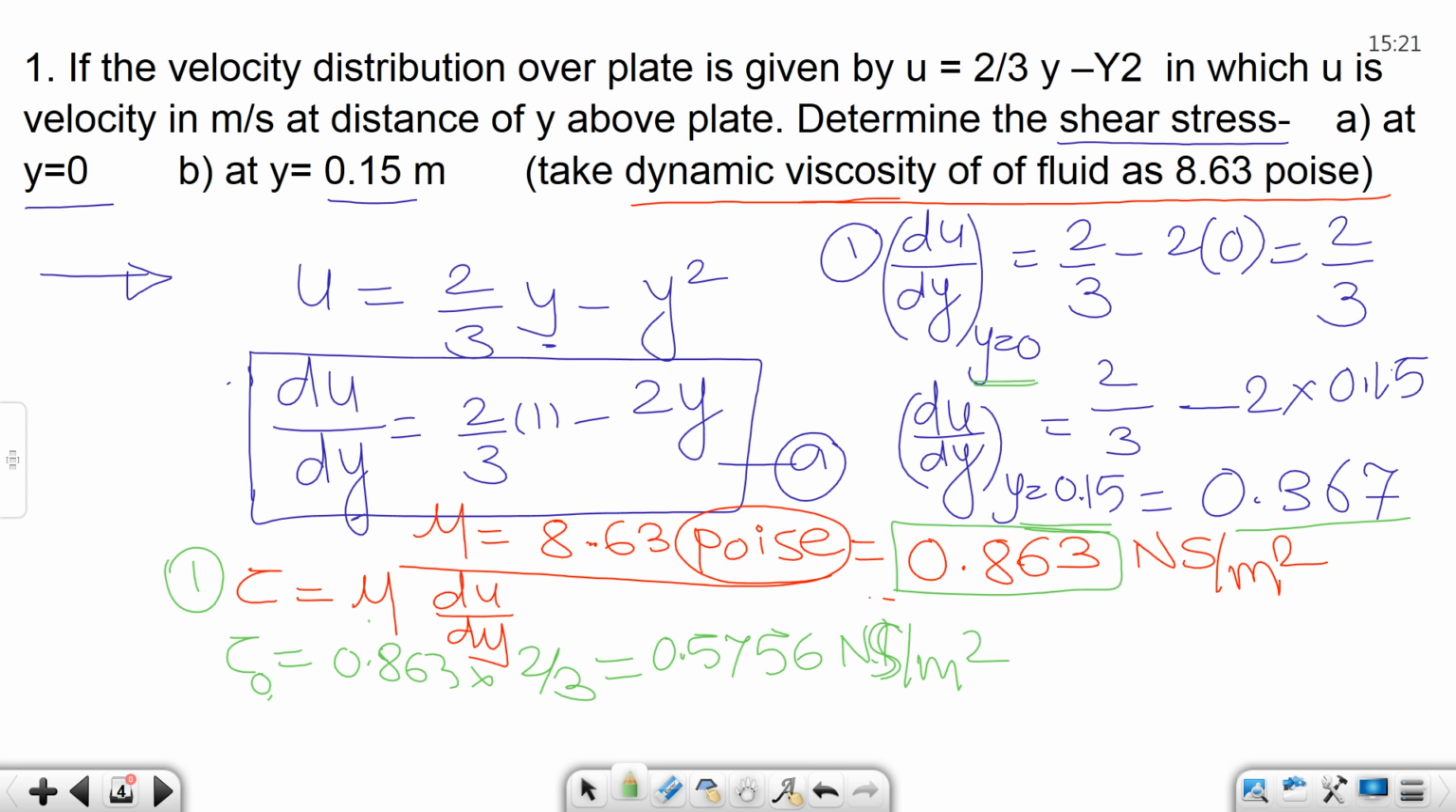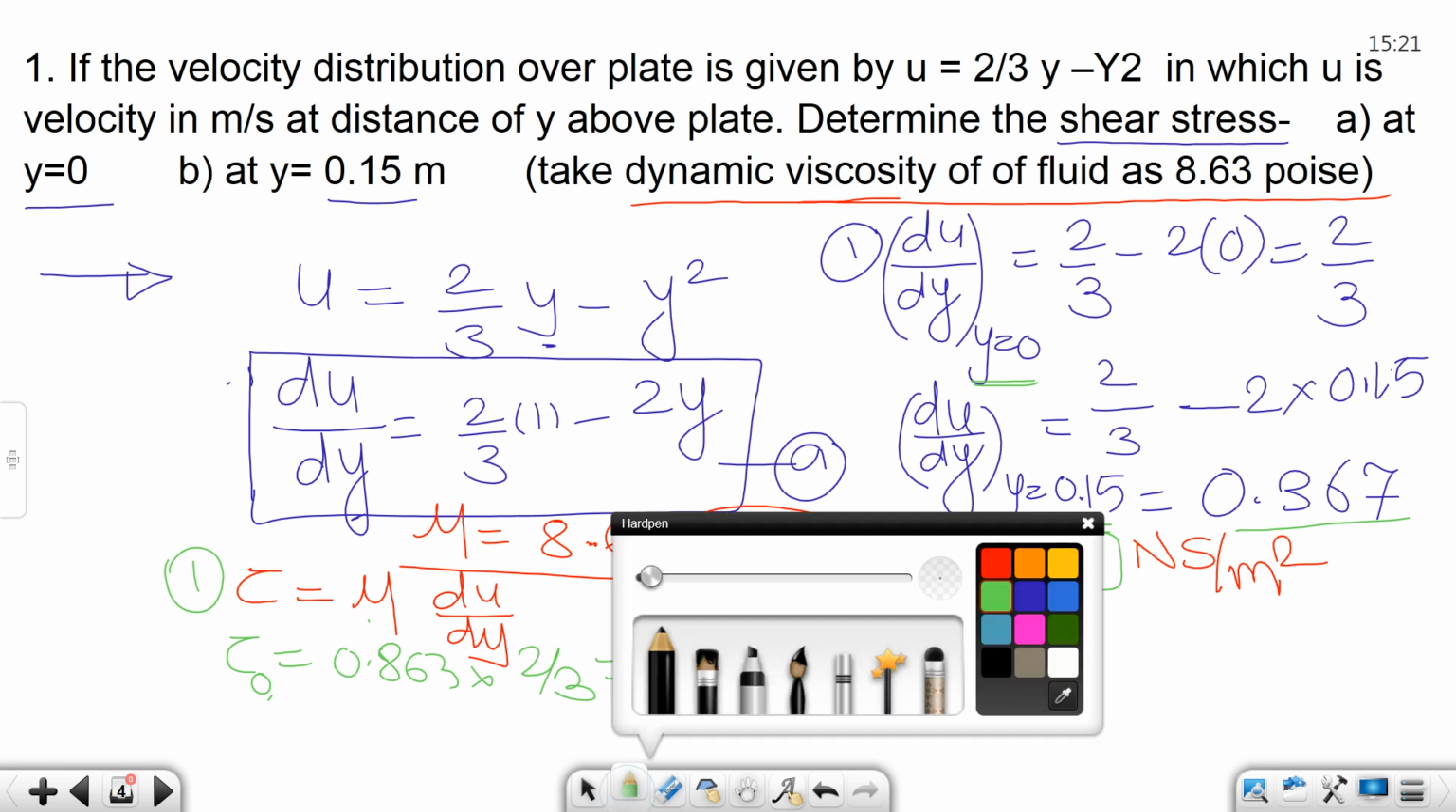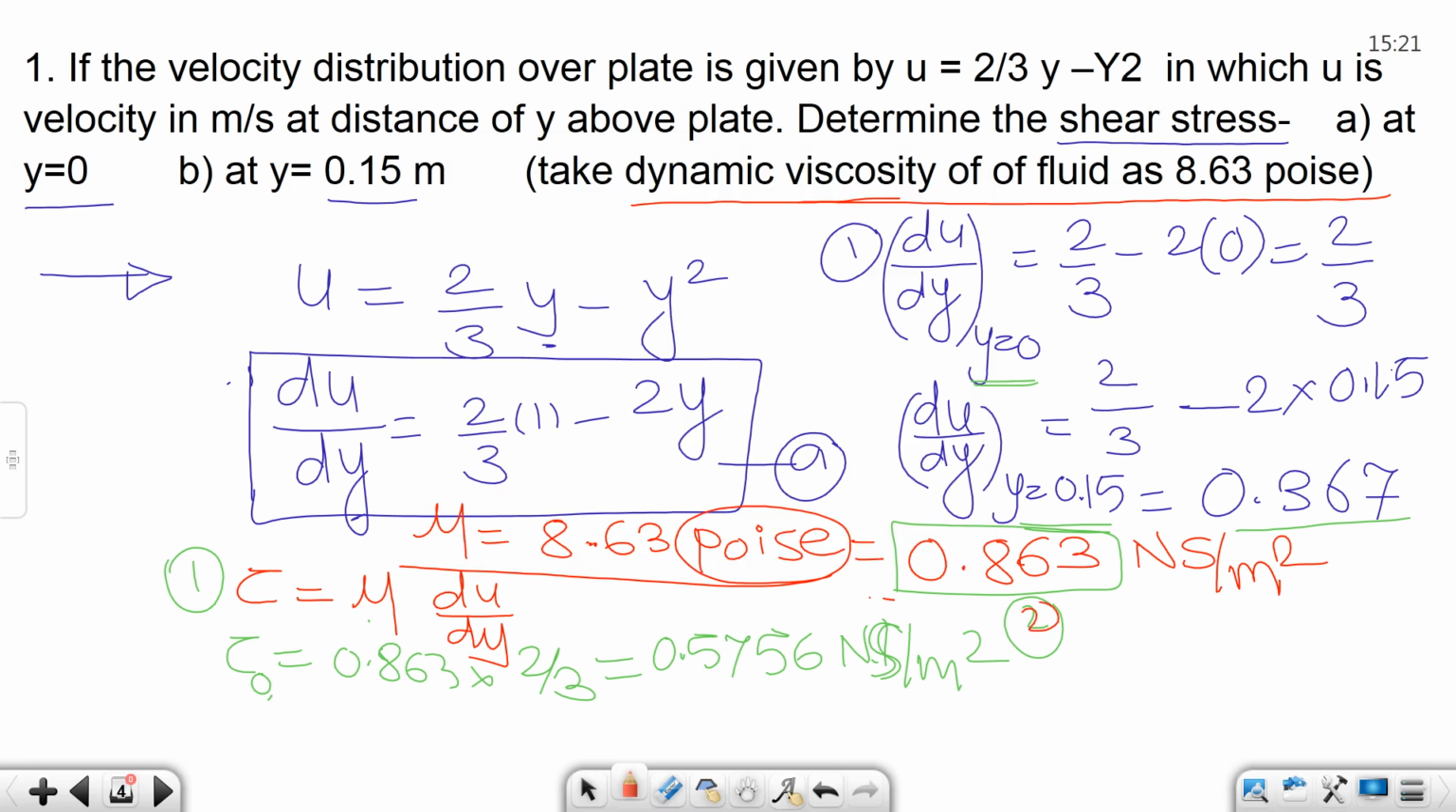Similarly, the second part will be: now I'll change only the value of du by dy at 0.15 meter. So the second part will be, again I'll use another.